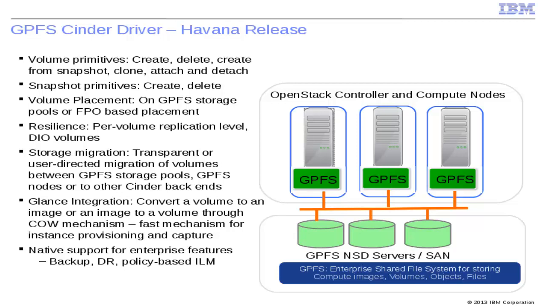In a shared nothing GPFS configuration, volume placement can be optimized by locality using the GPFS File Placement Optimizer, or FPO. Data resilience is provided with replication level and direct I/O settings on a per volume basis. The GPFS Cinder driver supports host-based volume migration so that volumes can be migrated between Cinder storage servers, as well as policy-based migration between GPFS storage pools.